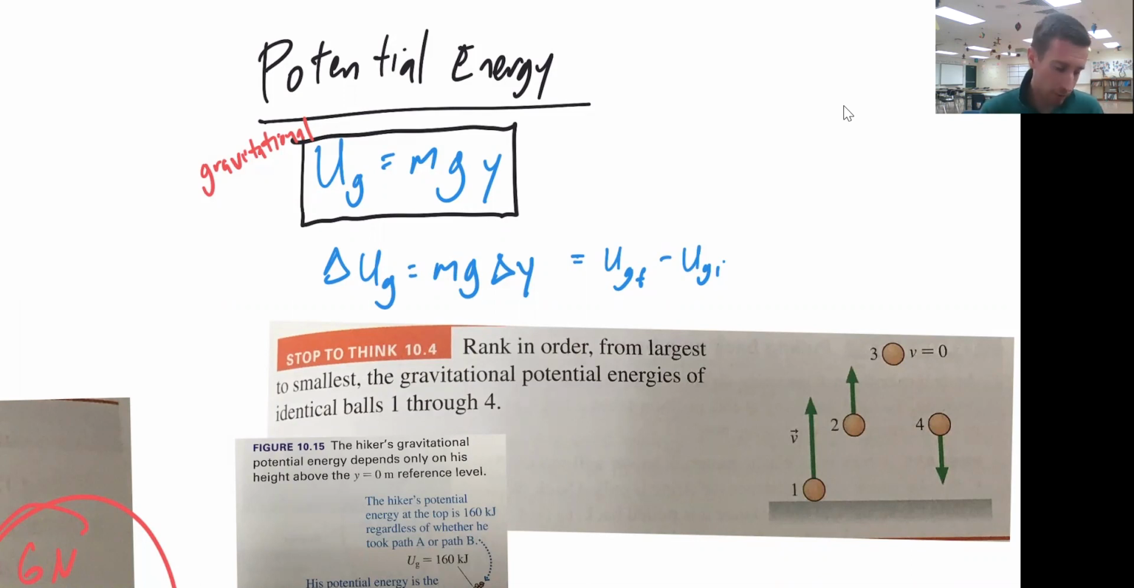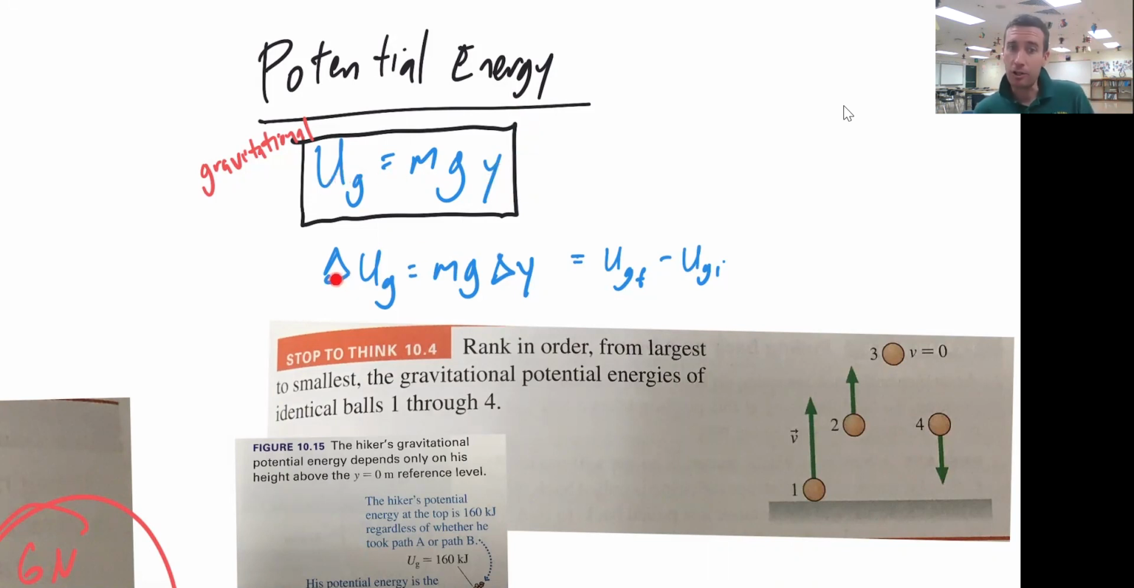So gravitational potential energy, U sub g, is equal to the mass times the acceleration due to gravity on the Earth, that's 9.8 meters per second squared, times the vertical height, which we're representing as the y coordinate. mgy, the vertical height, gives me the gravitational potential energy.